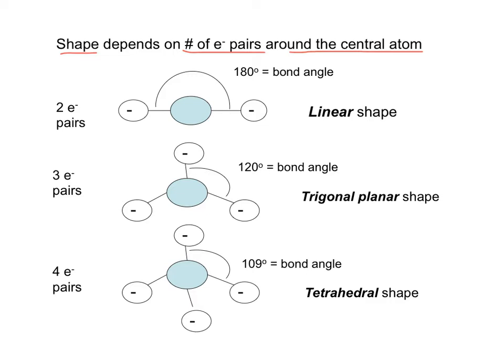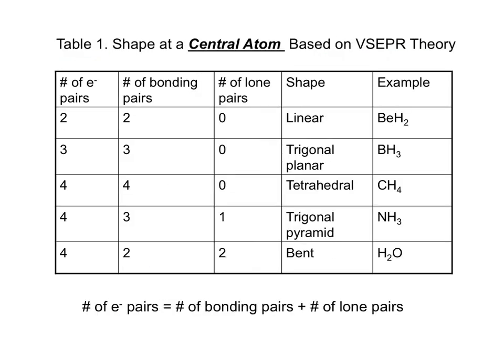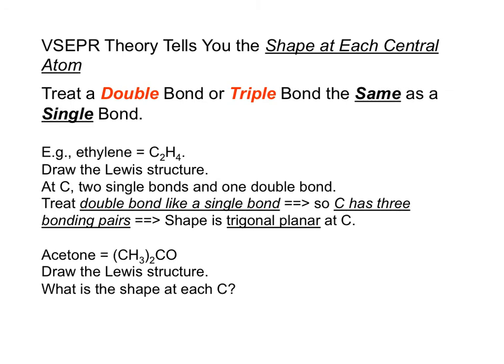Three electron pairs will arrange themselves at the corners of a triangle. That's a trigonal planar shape. With four electron pairs, each electron pair is at the corner of the tetrahedron. That gives a tetrahedral shape. The number of electron pairs equals the number of bonding pairs plus the number of lone pairs. This table relates the number of bonding pairs and lone pairs to the shape at a central atom. Keep this table handy. In VSEPR theory, treat a double bond or triple bond the same as a single bond.